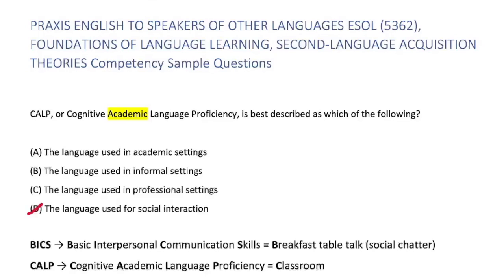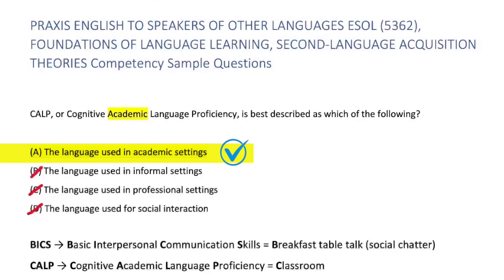We can begin by eliminating option D, the language used for social interaction, since we've already determined that that would be BICS. Next, we can eliminate option B, the language used in informal settings. Again, that points to the use of basic interpersonal communication skills, like social chatter. So B would not be a good option. Next, I'm going to eliminate option C, the language used in professional settings. Now, professional settings may use academic language, but CALP specifically refers to student learning contexts. So that would not be the correct choice. That means A is the correct option, the language used in academic settings.